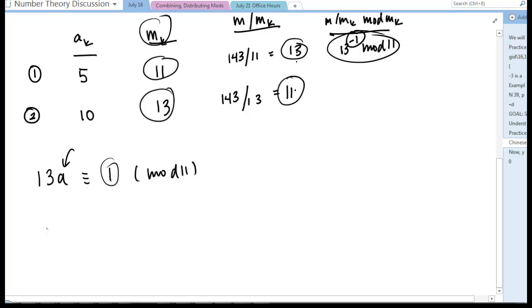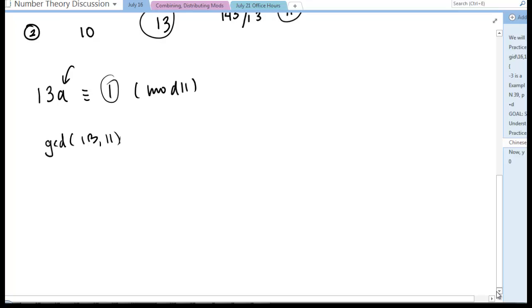So what we're going to do is first use the Euclidean algorithm to find the GCD of 13 and 11, okay? So if I find the GCD of 13 and 11, I know 11 goes into 13 one time with a remainder of 2. And then my divisor becomes my dividend, and my remainder becomes my divisor.